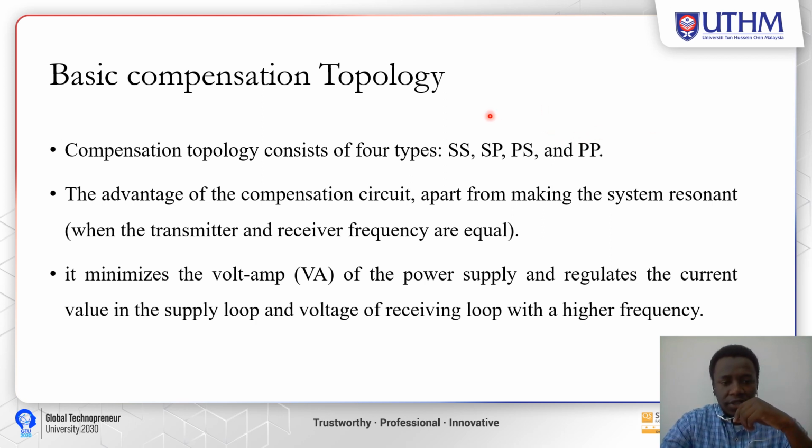Okay, basic compensation topology. As we have seen just now in the block diagram, there are four types of compensation topology, which are series, parallel series, and parallel. The advantage of compensation topology is basically to make the system resonant, which means the frequency in the primary is the same as the frequency in the secondary, so we are able to get the maximum efficiency.